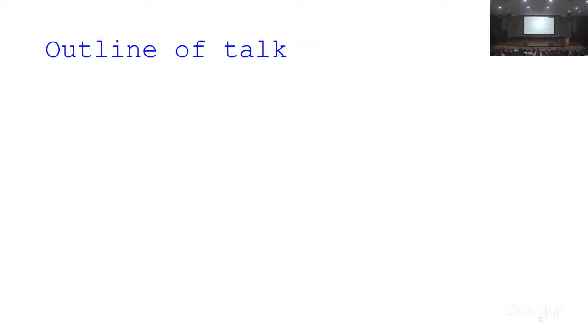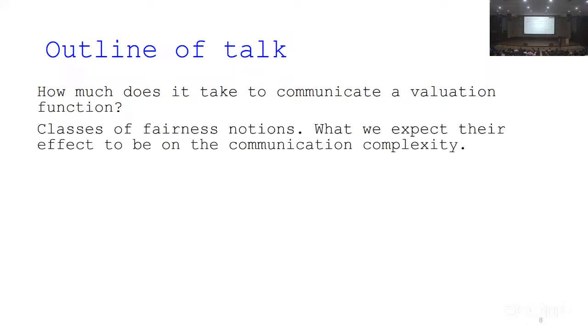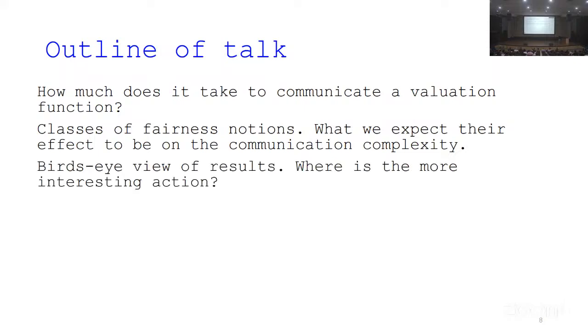Okay, so what will we do in this talk? First, one thing agents can always do is just send their full valuation function, and then the algorithm computes an allocation. We don't count the complexity of computation, just of communication. So how much does it take to communicate a valuation function? We'll discuss this. Then we'll discuss some classes of fairness notions and set our expectations based on these classes, which classes we expect to require more communication, and which classes of fairness notions might require less communication. Then we'll present a bird's eye view of the results and explain where the interesting stuff is going on in these results.